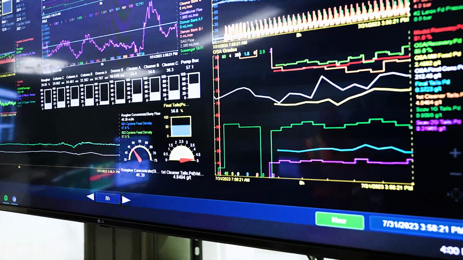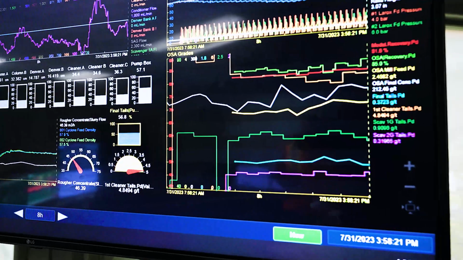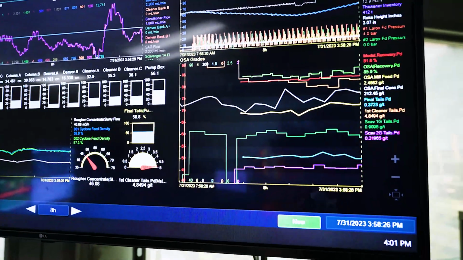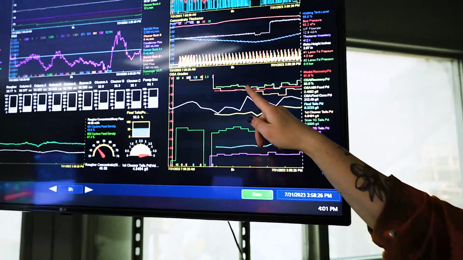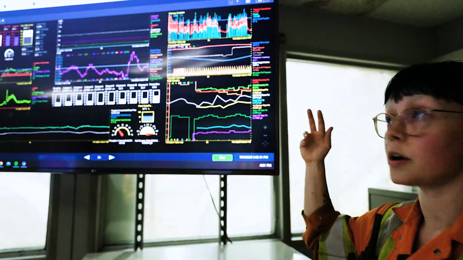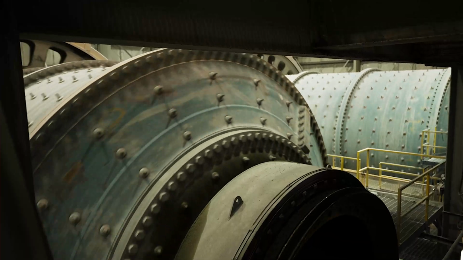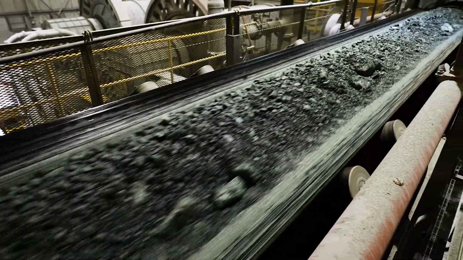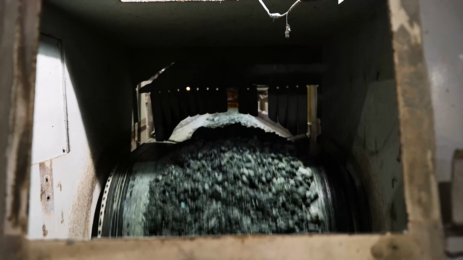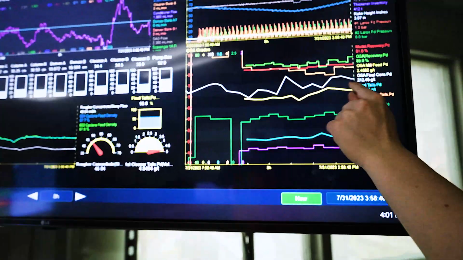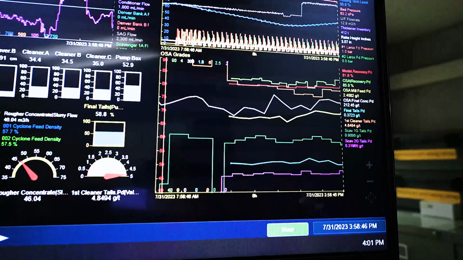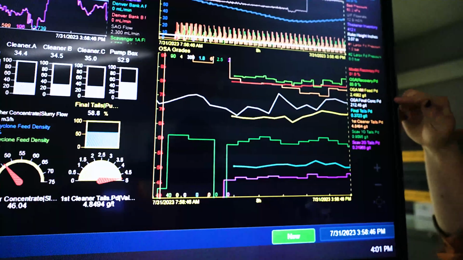You can see in the red, we have what's called our model recovery. This is what we're most interested in for the flotation circuit. We want a high recovery, so we're constantly monitoring that to see where we are in real time. We also have our different important streams within the process. We have our mill feed, so we can see the yellow line fluctuating. We can see our mill feed going down and then slightly increasing, so the operator would want to monitor that.